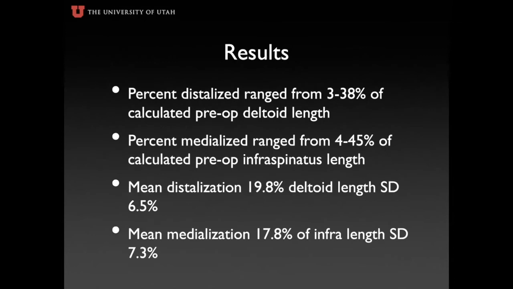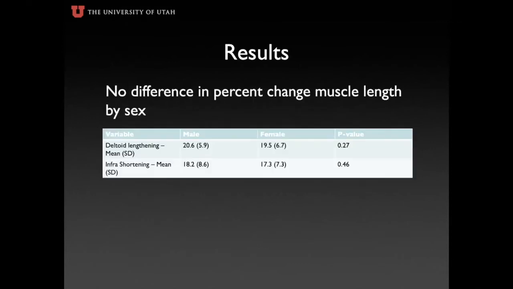Moving on to our results, we found that percent distalized ranged from 3 to 38% of the patients' calculated preoperative deltoid length and 4 to 45% of their calculated infraspinatus length. The mean distalization was about 20% of preoperative deltoid length, and the mean medialization was about 18% of their infraspinatus length. We found no difference in the percent change of muscle length by sex.